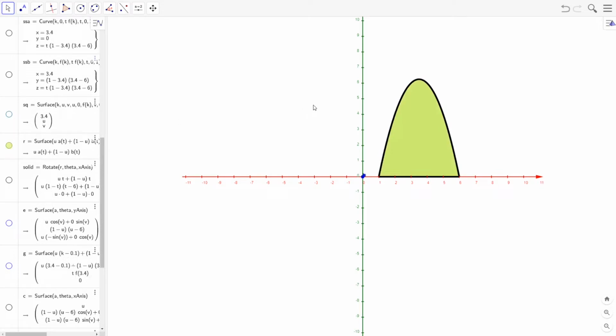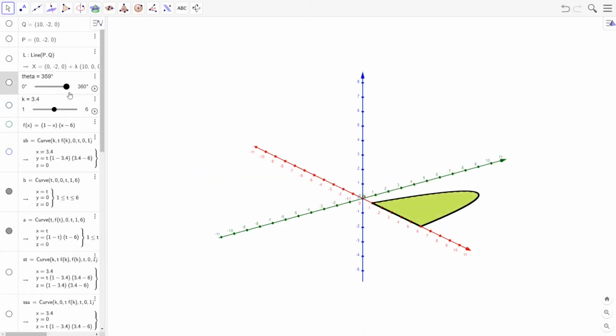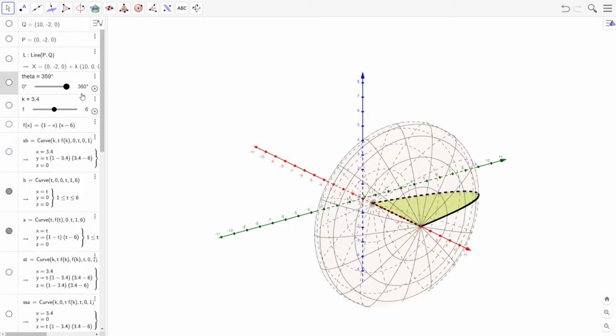Previously, we've been able to compute the area of this region, and we've been able to build a solid with this region as its base. But what if we rotate this region around the x-axis? What would that solid look like? It would look something like this. How would we find the volume of this solid?